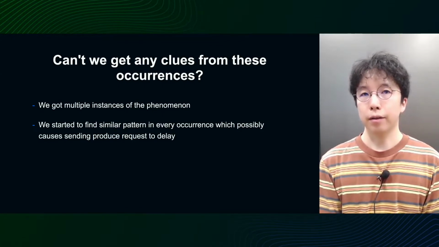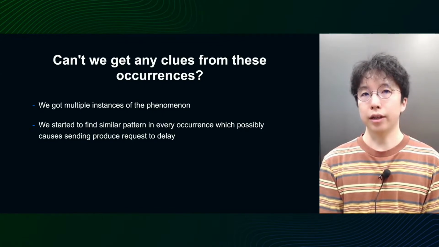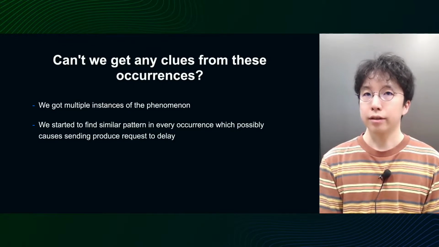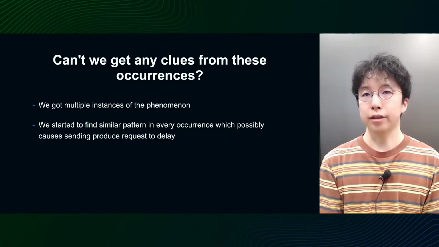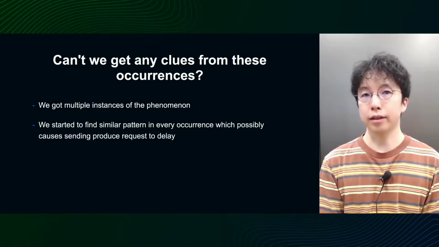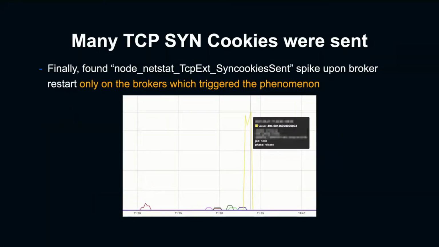Since the problem happened several times, we tried to see if there were any patterns related to request transmission delay. When we checked many metrics carefully, we found that at the restart of the broker, node exporter's SYN cookie sent metric had a spike only when the problem occurred.